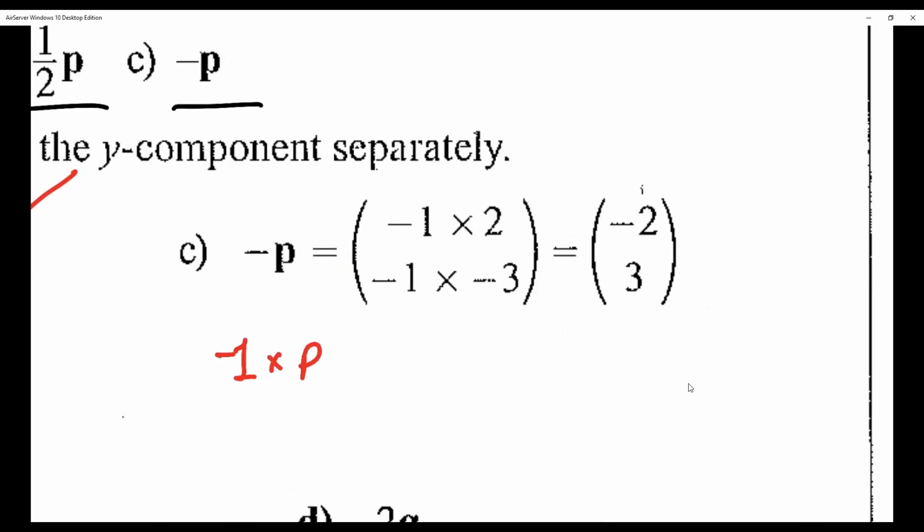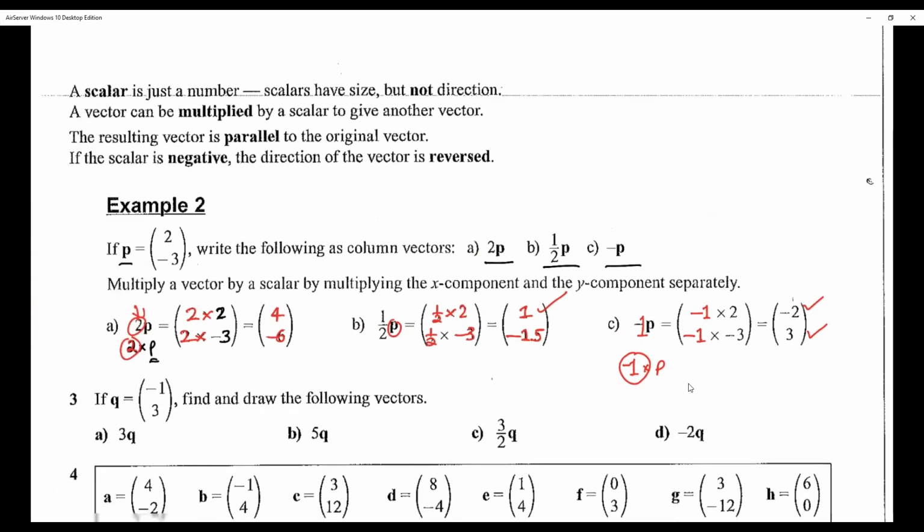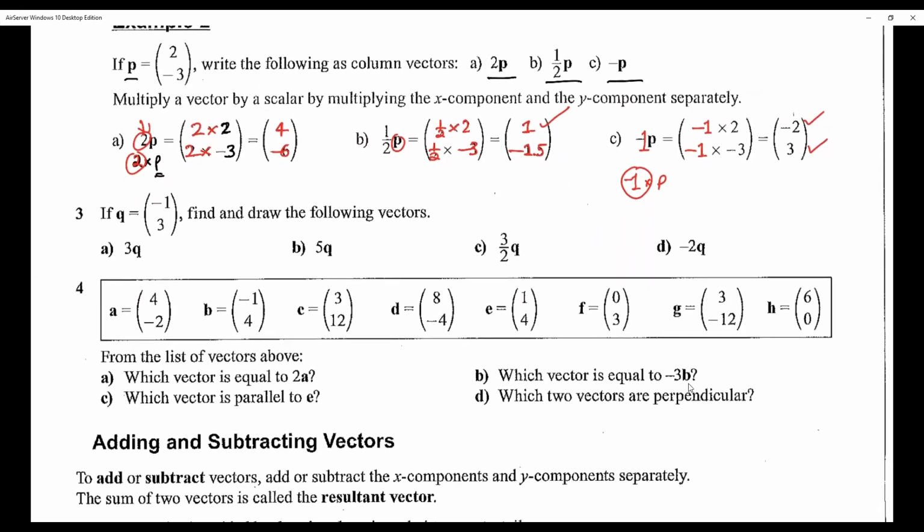It will be minus 1 times P. There's an invisible minus 1 there, which I'm writing over here. Here it is. Minus 2. And 3. Lovely. Okay.